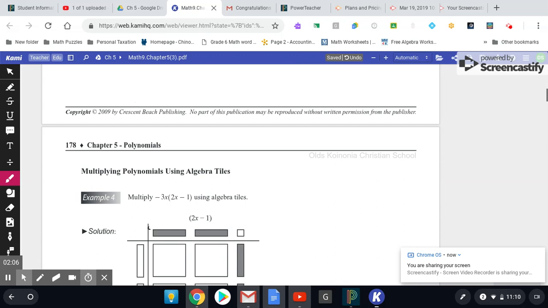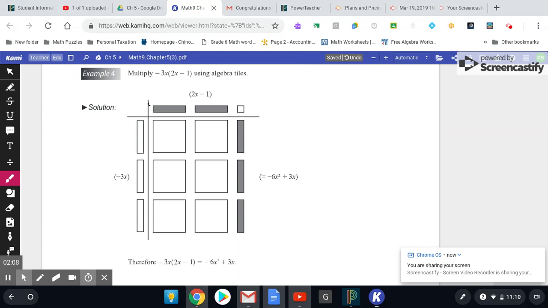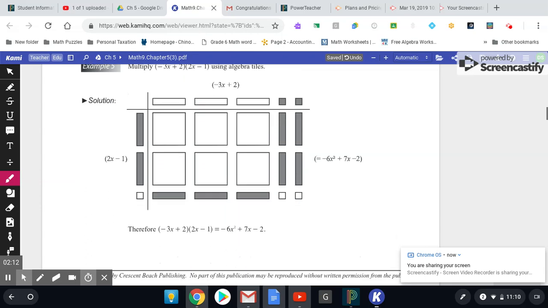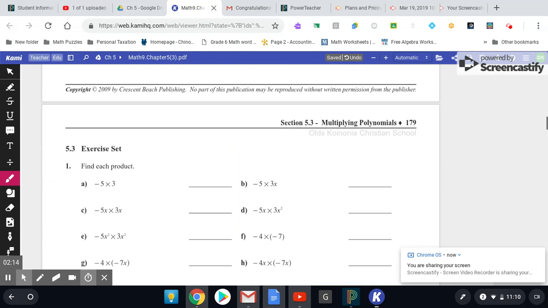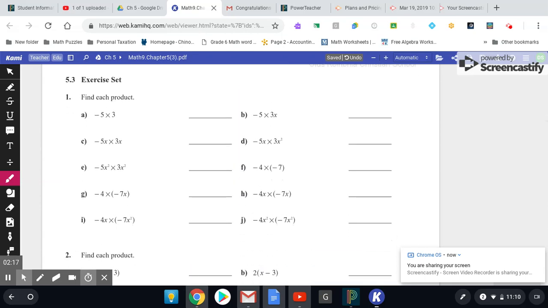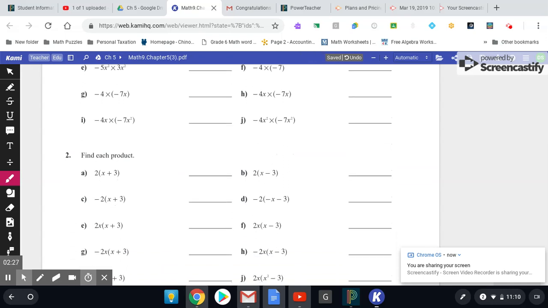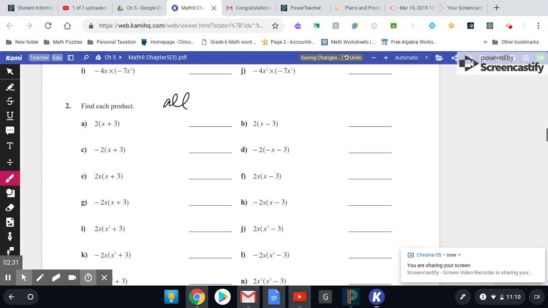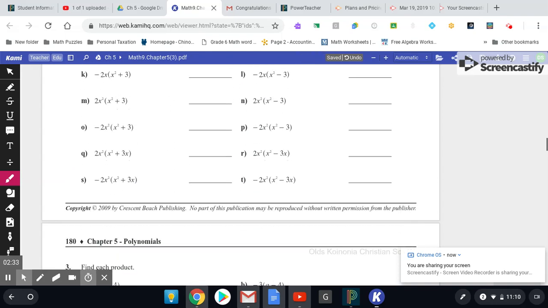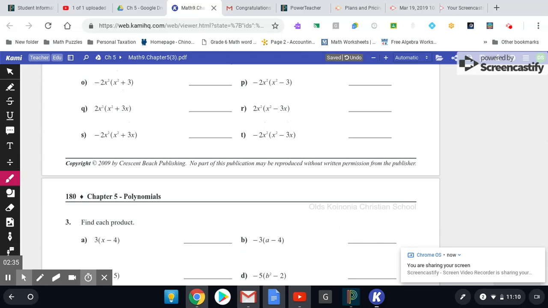Now, because I'm online, I'm going to skip the multiplying using algebra tiles. I'll show you how to do that when I come back. Let's go on to some homework, and let's just work on some multiplying. These are all quite simple. I believe I want you to do all of question 1. And I think all of question 2. But let's maybe go work on the bottom ones. Let's just do the bottom 4 questions.